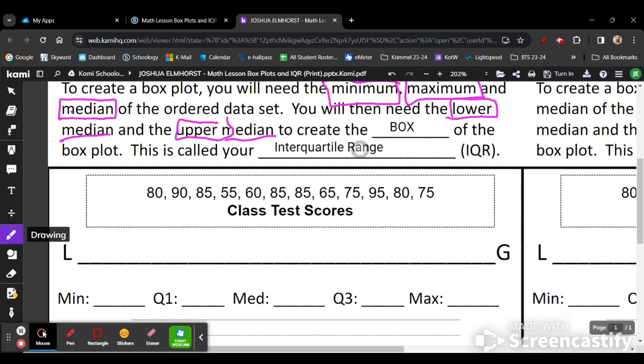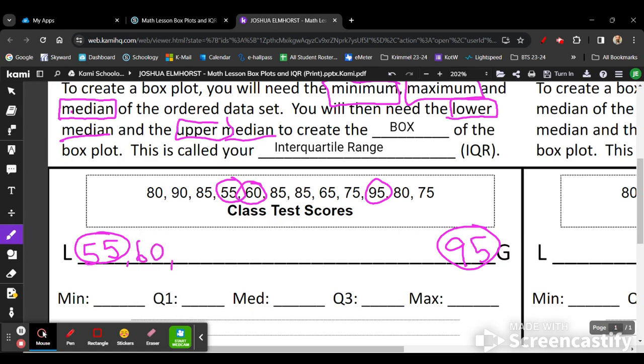First thing, organize your data from least to greatest. Look at your data set. What is the lowest test score? 55. And what is the greatest test score? 95. So we're going to identify those on the left side and the right side. You might have to write a little smaller. And going back to the 55, what's next?